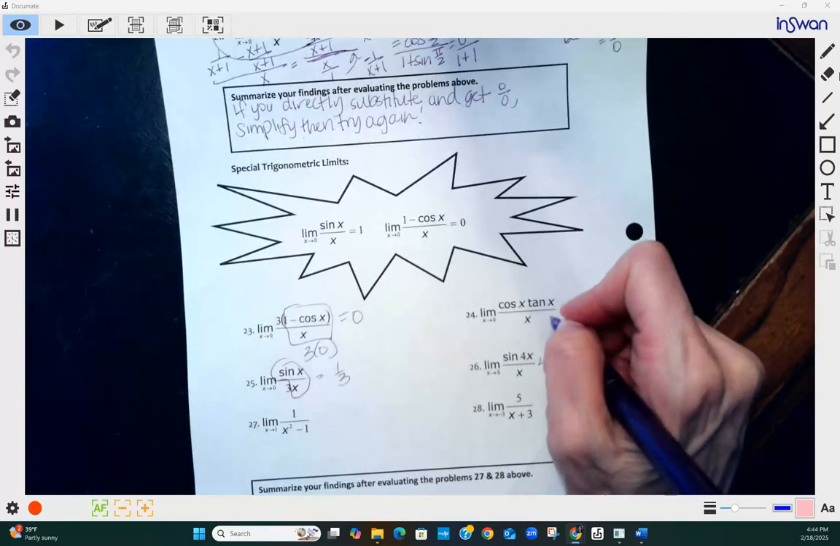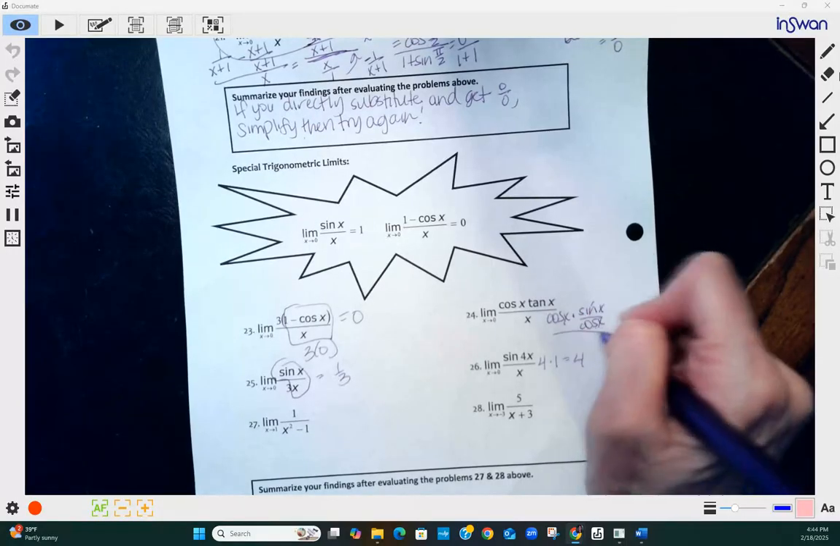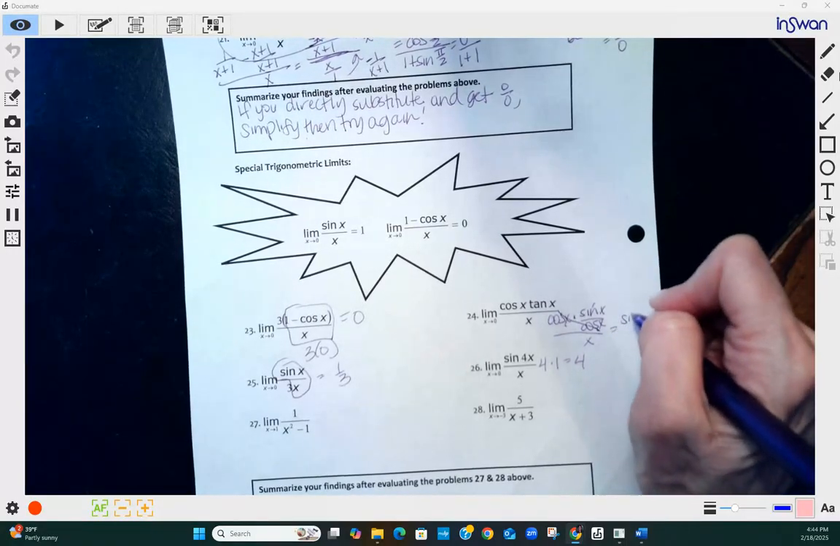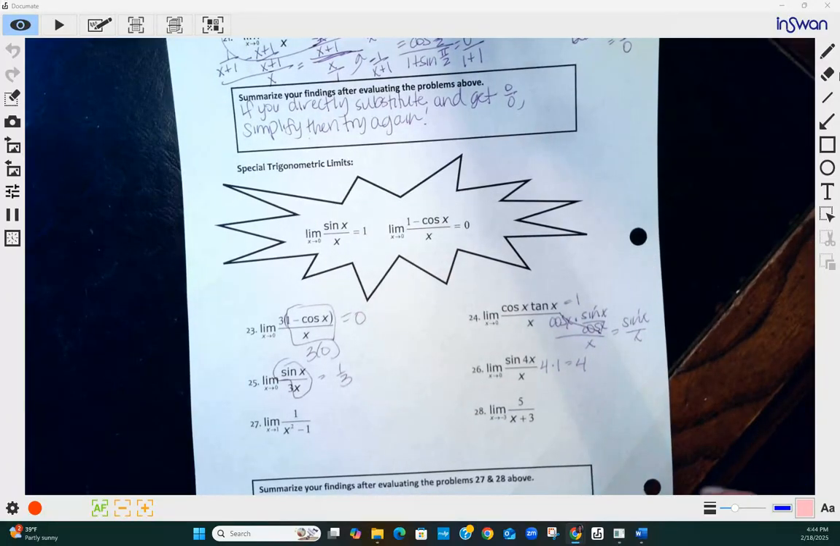Here, if I have cosine x times sine x over cosine x, all divided by x, that simplifies to sine x over x, so that answer is also 1.